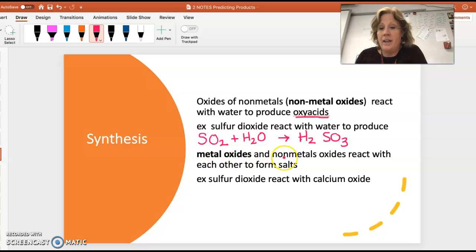Metal oxides and nonmetal oxides can react. So here, sulfur dioxide is a nonmetal oxide. Calcium oxide is a metal oxide. Remember, metals are to the left of the stairs. They can react to form a salt. So they can react to form calcium sulfite. So again, I'm just really putting together the metal and then the nonmetal and then the oxygen.